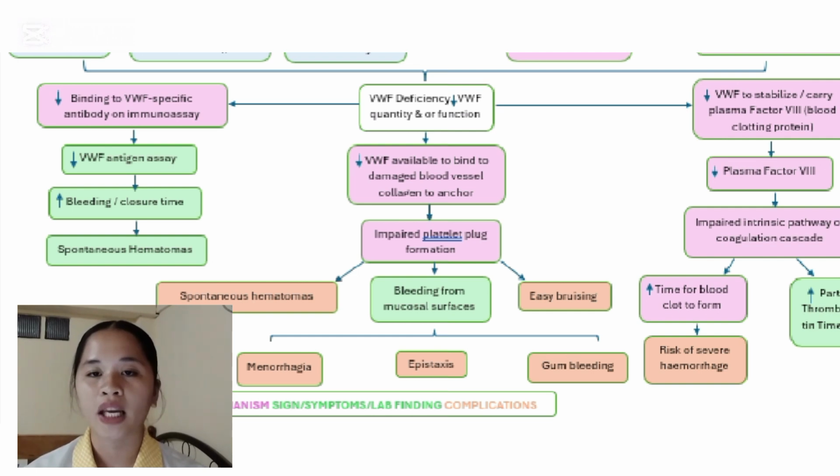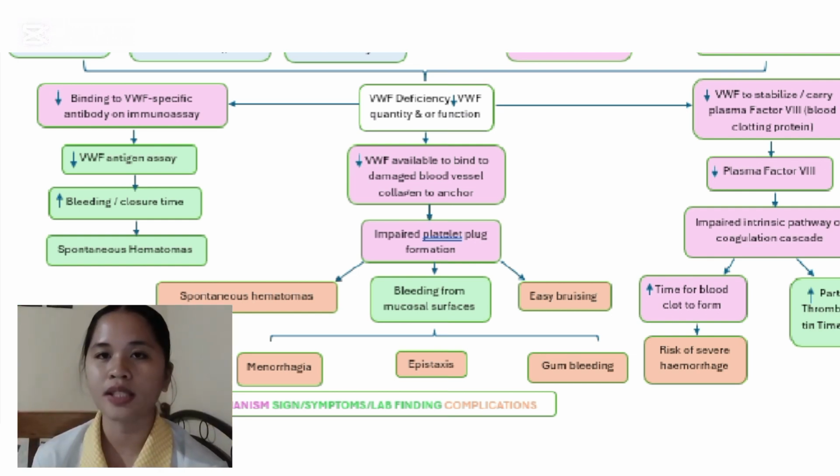First, we have spontaneous hematomas. Without sufficient von Willebrand factor, bleeding can occur spontaneously into tissues, leading to hematomas, or what we call bruises or blood-filled swellings. And these hematomas may form with minimal or no trauma, as the blood vessels are more susceptible to breaking without adequate clotting support.